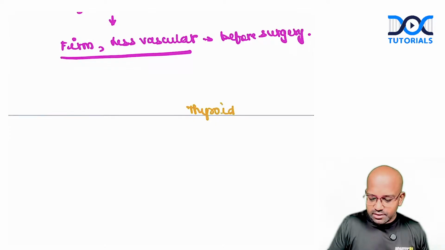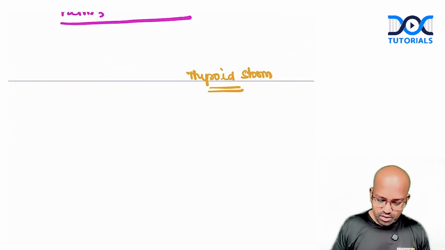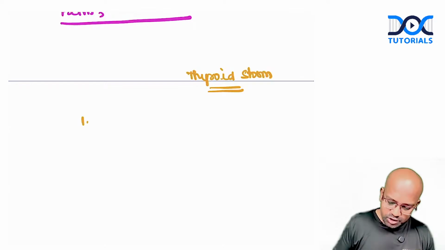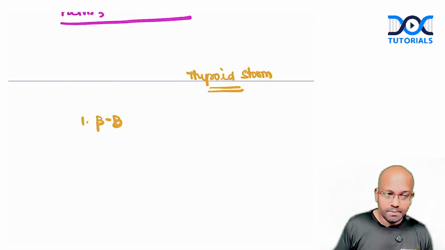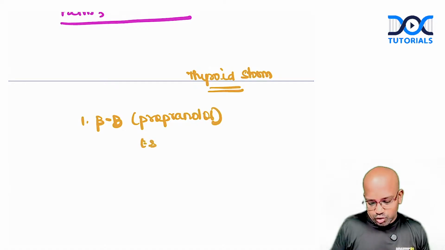For thyroid storm, what's the treatment of choice which can be given in those patients, guys? First of all, we have to administer a beta blocker, especially propranolol. Propranolol is the drug of choice in those conditions. Or we can also opt for esmolol.